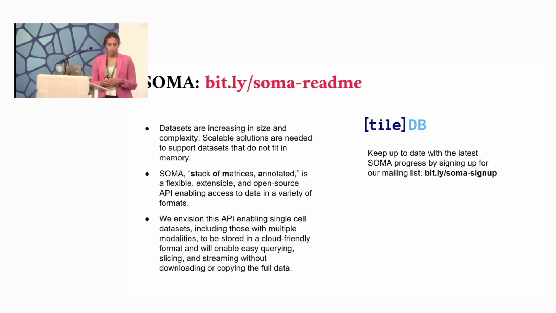cells. And the data resource of 30 million cells is actually a good example where we can't actually offer it as a whole, at least in one of the file formats that exist today. So SOMA is an API standard that is flexible, open source, extensible, intended to access data in a variety of file formats, and also enable data to be put into a cloud-friendly format. And then using the API, you can query, slice, or stream the data without actually having to download the whole thing itself.